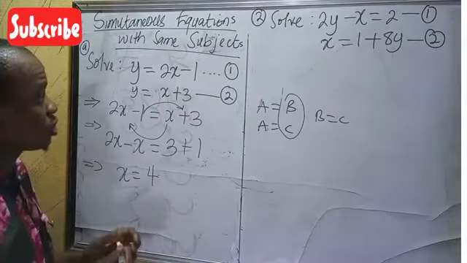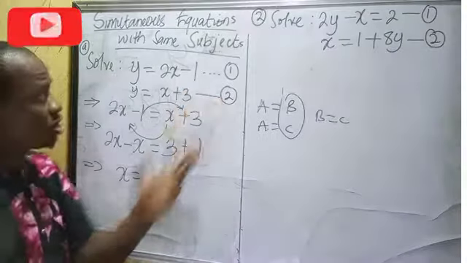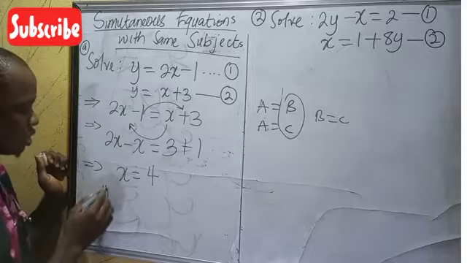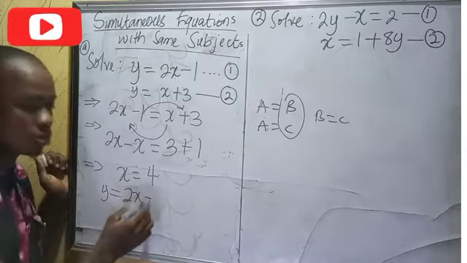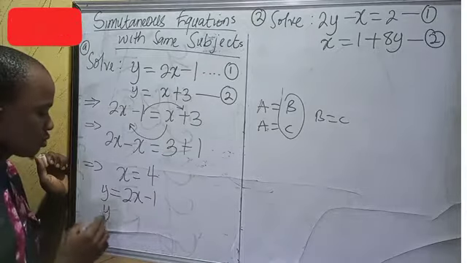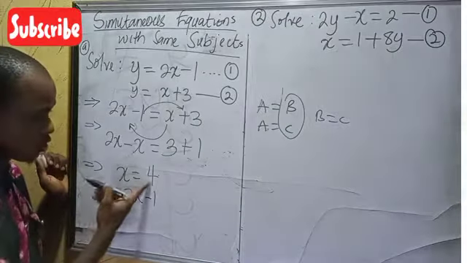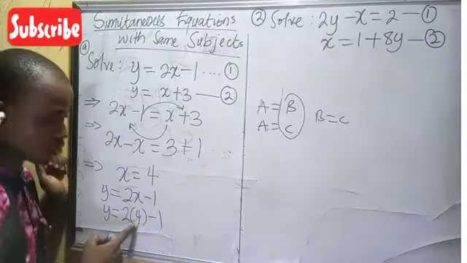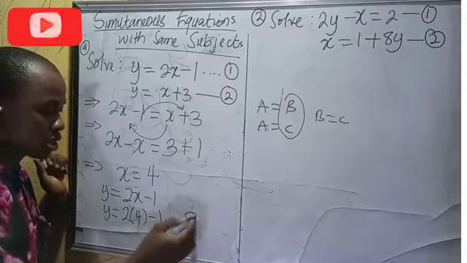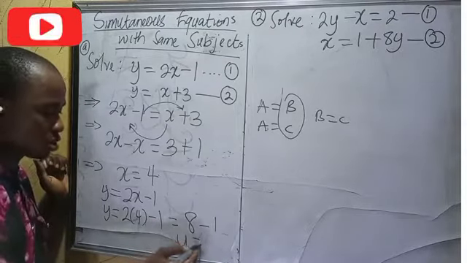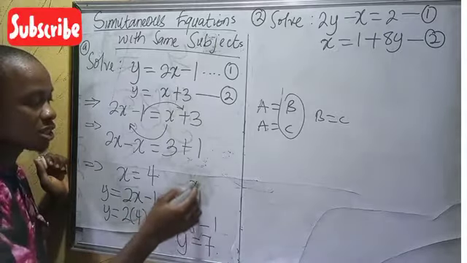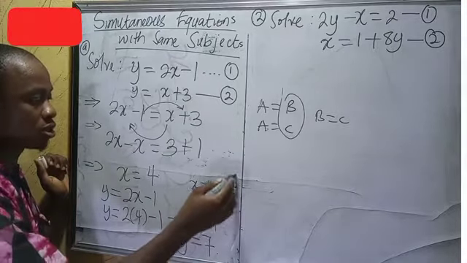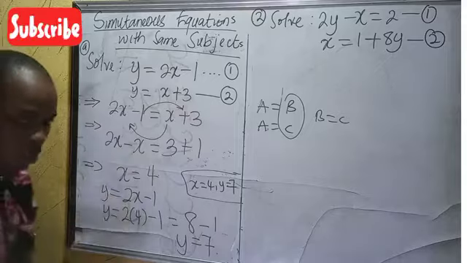How do we get y? You just pick any of the equations here. Anywhere you pick, y equals to 2x minus 1. Now when x equals to 4, we have 2 into bracket 4, then minus 1. So 2 times 4, that is going to give us what? 8 minus 1. Then we have y to be equals to 7. Therefore, we have x equals to 4 and y equals to 7. So that is the solution to this problem we are given.